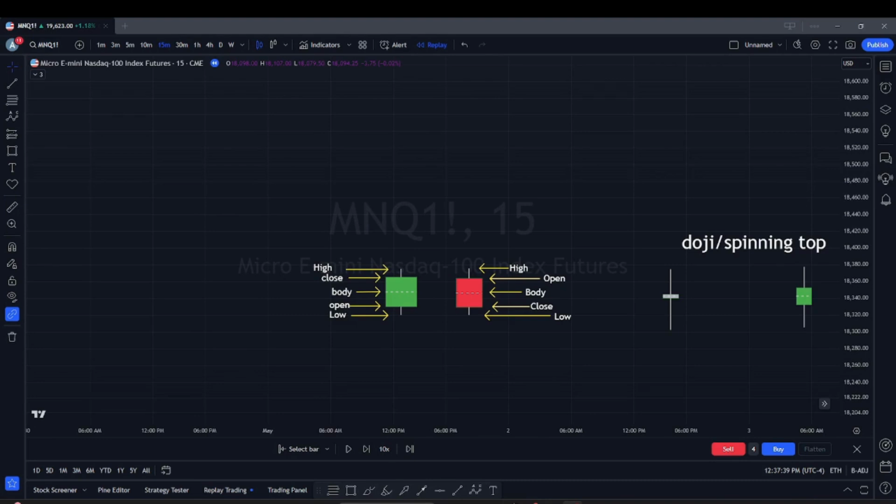Going to be talking about candlestick basics and basics of price action.